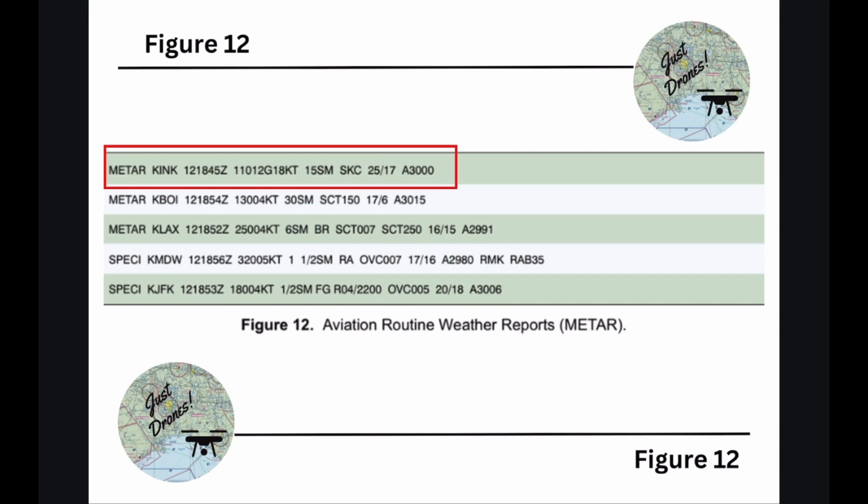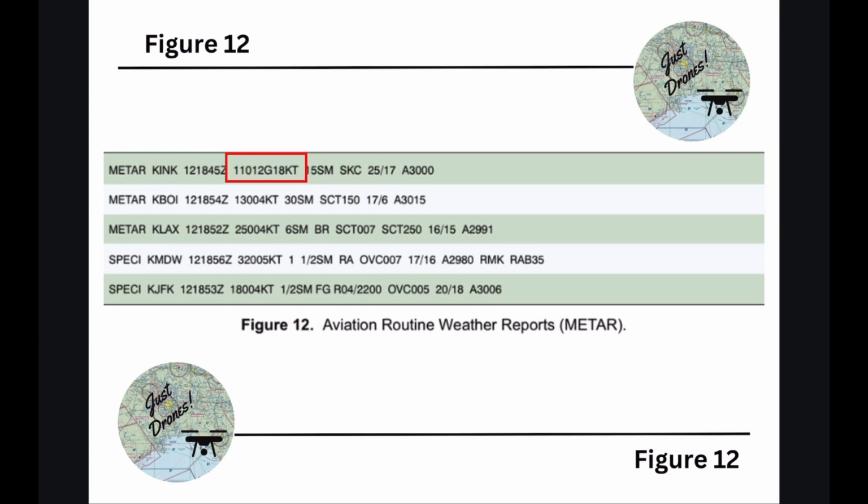Now that we know that, going back to the winds, we know that the winds are 110 at 12, gusts of 18 knots. That's all we were looking for. I was just going through the METAR to give you an example of what a METAR is typically formatted as. So 110 at 12, gusts of 18 knots. We've got our answer now.